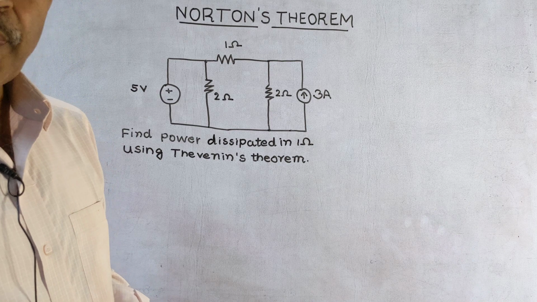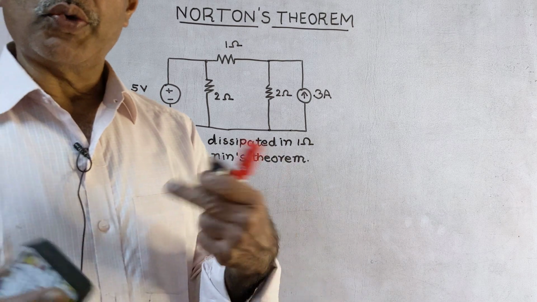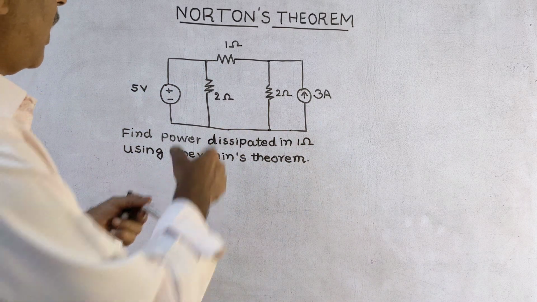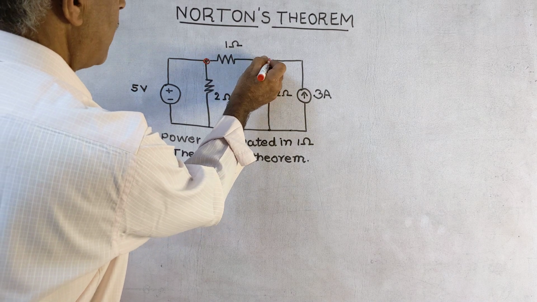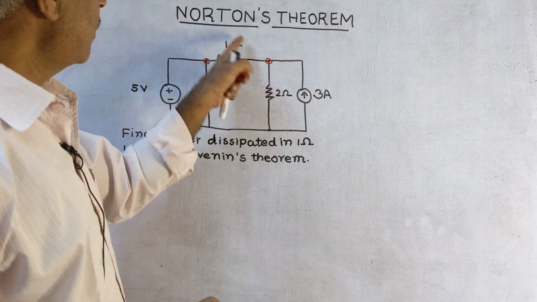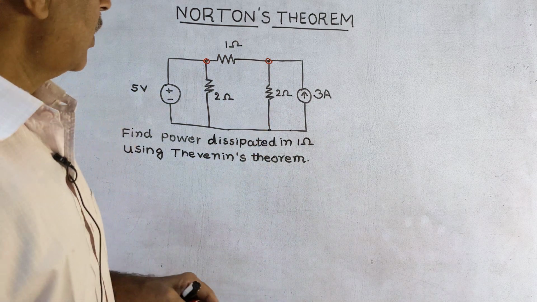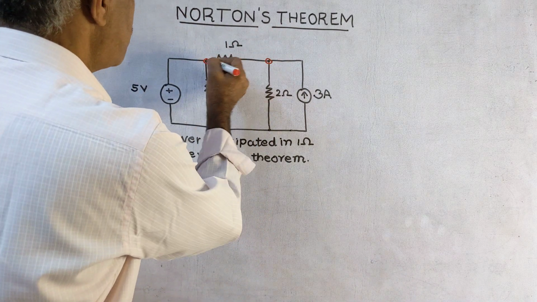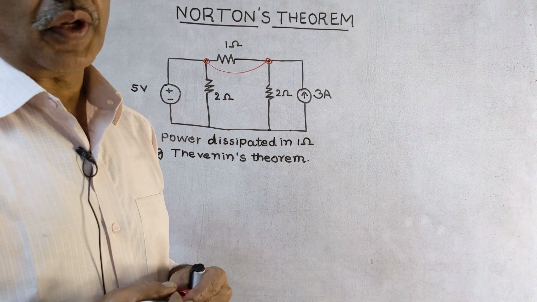In Norton theorem, the procedure is quite opposite to Thevenin. Instead of open circuiting, you are supposed to do short circuiting. Now, this is the network. So, I am interested only in this 1 ohm resistor. Therefore, the two terminals are here. And in Thevenin theorem, we used to open circuit this, and that is called network B. Now, in Norton theorem, you have to short these two terminals. So, this is what is called short circuiting.